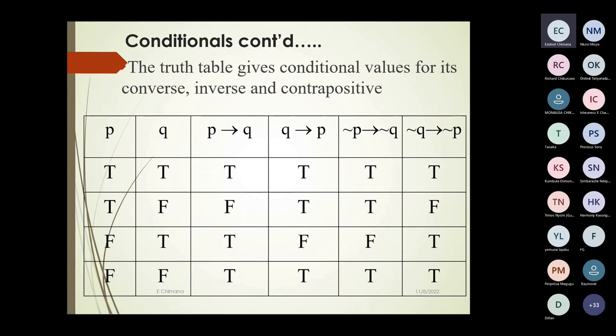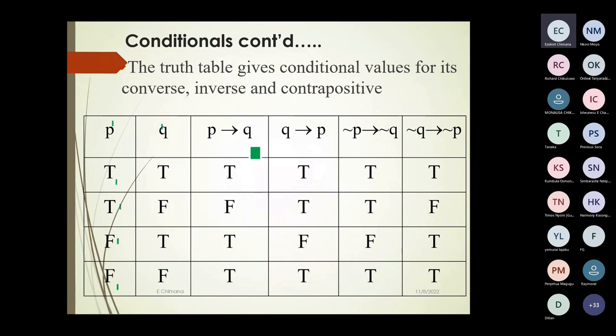So the truth table gives conditional values for its converse, inverse, and contrapositive. Like here, we've got these two statements, P and Q. If you see on our column, we only have P and Q, which means we've got 4 rows. So you put true, true, false, false, and true, false, true, false. And then P implies Q.